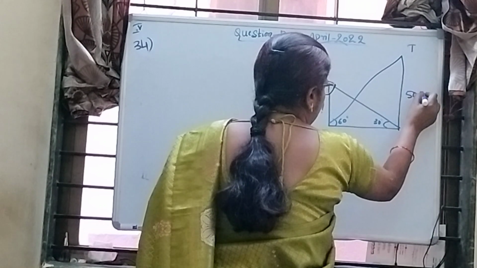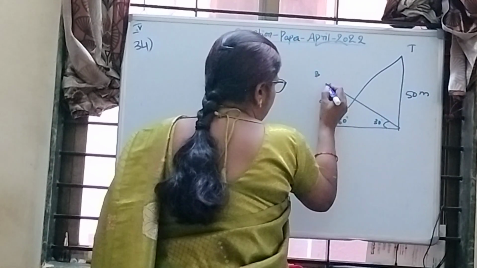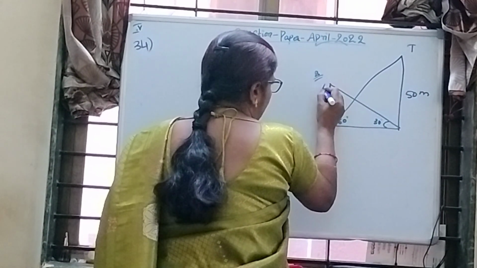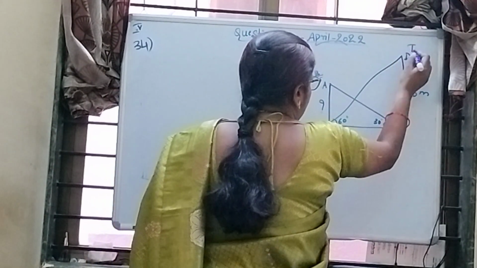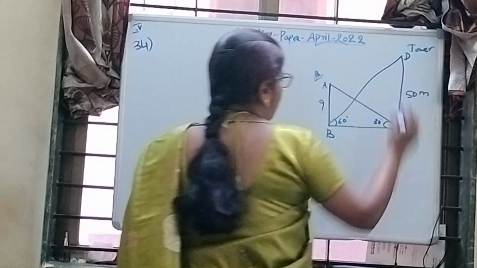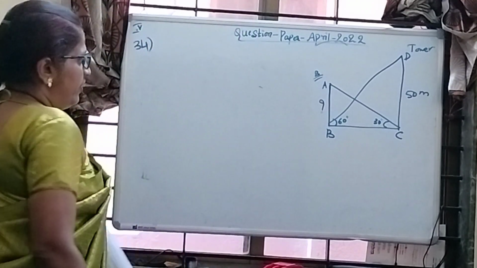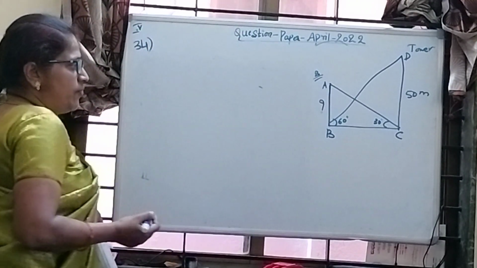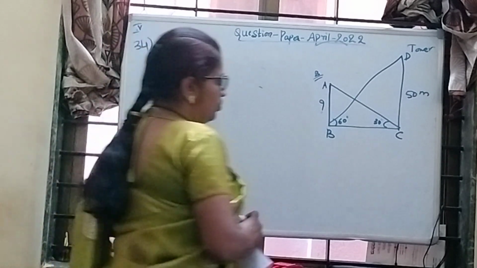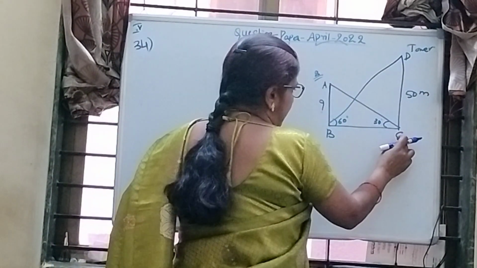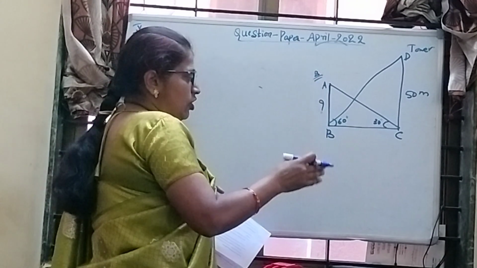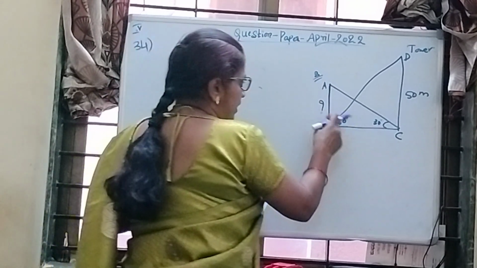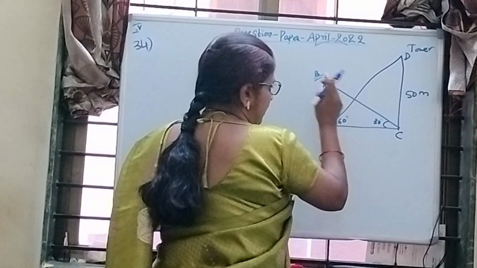This is 50 meters. So we'll name them. The building I'll call A, B, and the tower C, D. We need to find AB now. For that we need to consider two triangles. One is ABC, because the tower and the building will always be perpendicular to the ground, so they form 90 degrees. So it will be a right angle triangle.